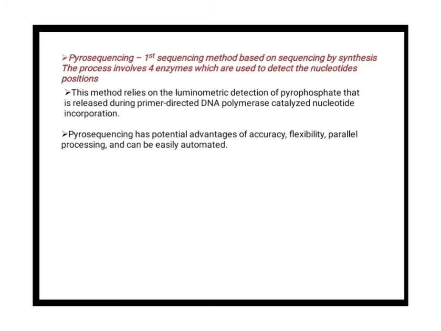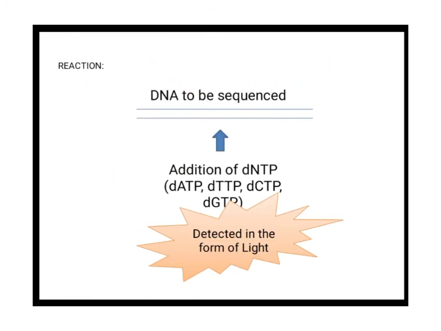This process is comparatively very feasible, flexible, accurate, and much more easily automated as compared to other methods. This pyrosequencing method was initially developed at the Royal Institute of Technology, and it was a good alternative to Sanger's method. So we will see the exact reaction, what exactly happens in this process.